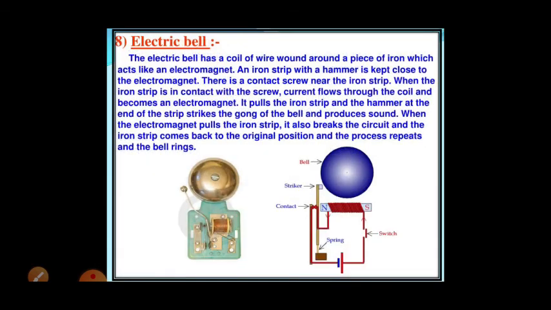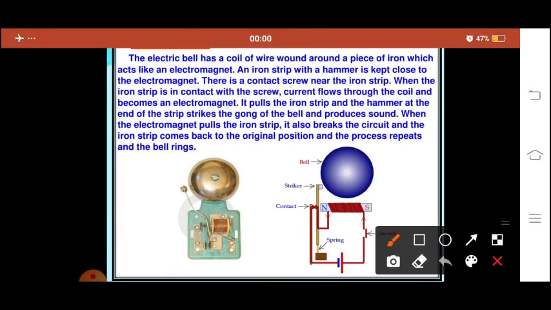Another useful application of the electromagnet is in the electric bell. The electric bell has a coil. If you observe this diagram, you can observe an electric coil, and this is the iron striker. This is connected, and here is the bell that is kept.